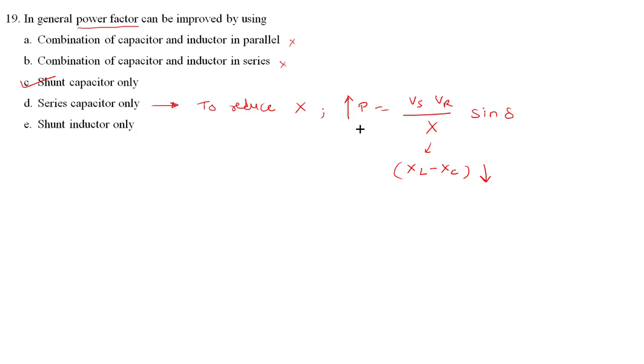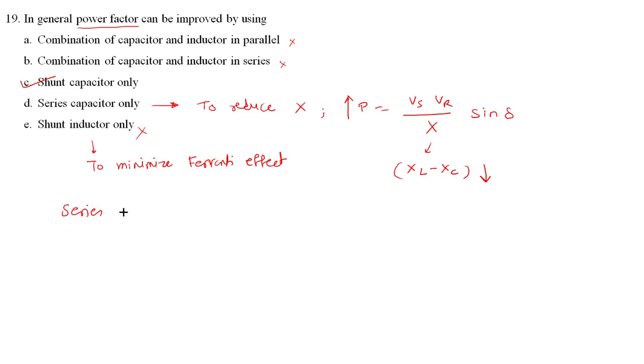The power factor will be unchanged. Here they are asking how the power factor can be improved by using. So series capacitor is not correct. Shunt inductor, that is also not correct. Shunt inductor, why are we using it? To minimize the Ferranti effect. Many times during no load or light load condition, the receiving end voltage will be more than the sending end voltage. In order to reduce that, we use the shunt inductor.